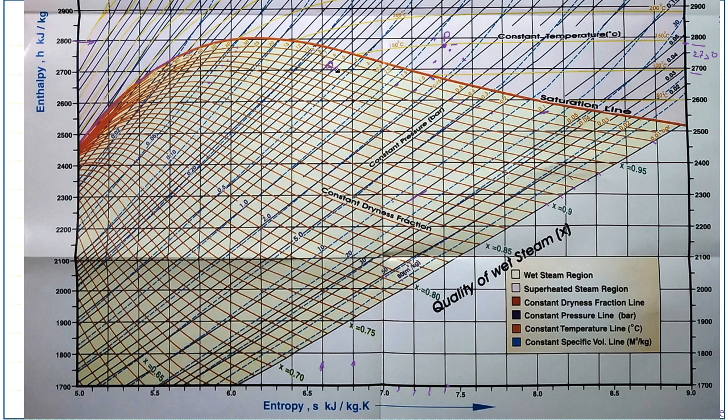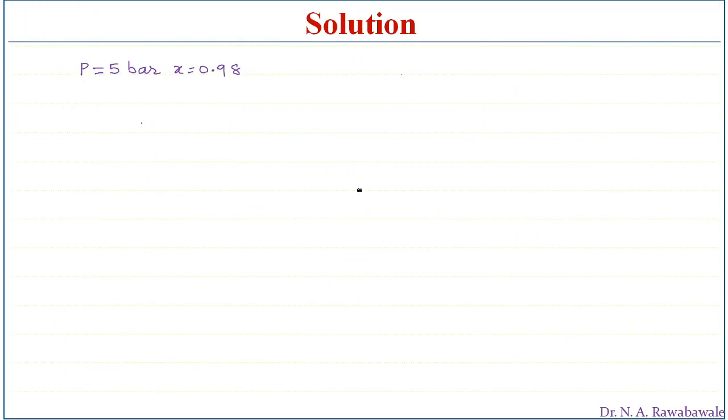So corresponding to this point Q, we can find out enthalpy and entropy. Corresponding to this point Q, enthalpy will be 2700. Just 2700, in place of 2700 we can take it as 2705. So enthalpy of wet steam, H wet, is 2705 kilojoules per kg.